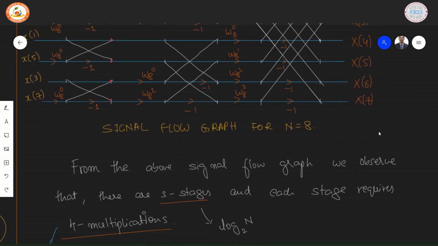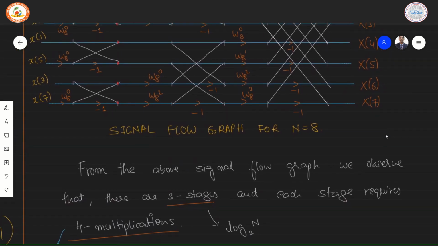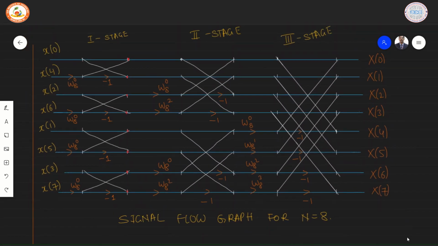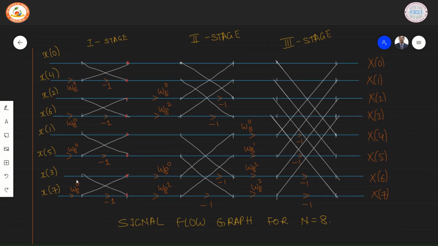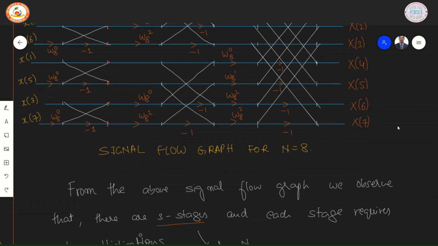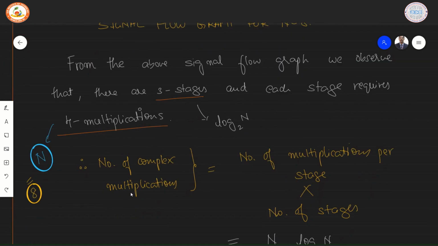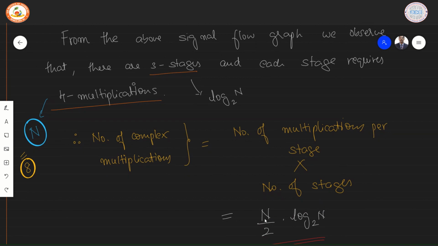Now, a few more observations. From the above signal flow graph, we observe that there are 3 stages and each stage requires 4 multiplications. Multiplying by a twiddle factor is treated as one multiplication. So there are 4, 4, 4 in each stage, or generally speaking, n by 2 multiplications in each stage. The number of stages is log n to the base 2. Therefore, the total number of complex multiplications is the number of multiplications per stage times the number of stages. Each stage has n by 2 multiplications, and the number of stages is log n to the base 2.